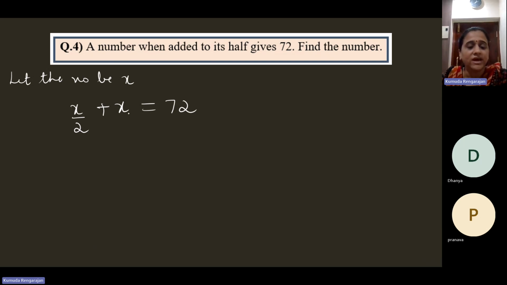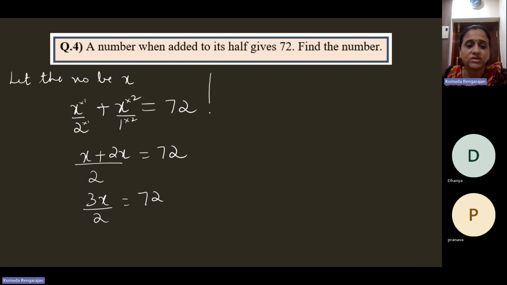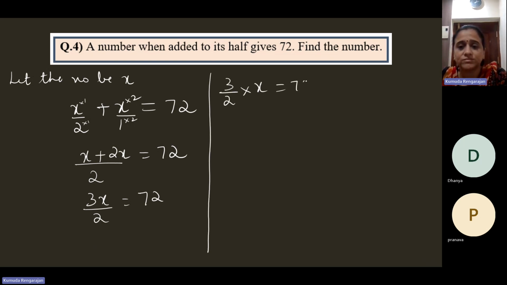So take the LCM. X means x by 1. 2 is the common denominator. So 2 into 1 into 1. X plus this is into 2 into 2 because x is x by 1. The LCM is 2. So 1 into 2, x into 2, which is 2x, is equal to 72. So 3x by 2 is equal to 72. Now what is 3x by 2? It's like 3 by 2 into x is equal to 72.